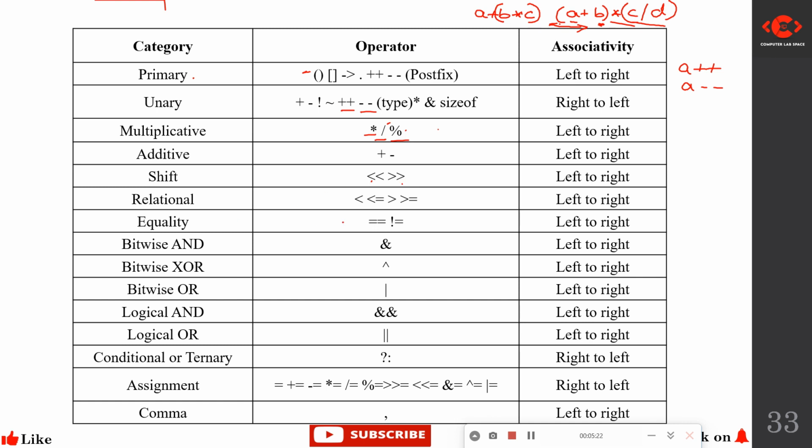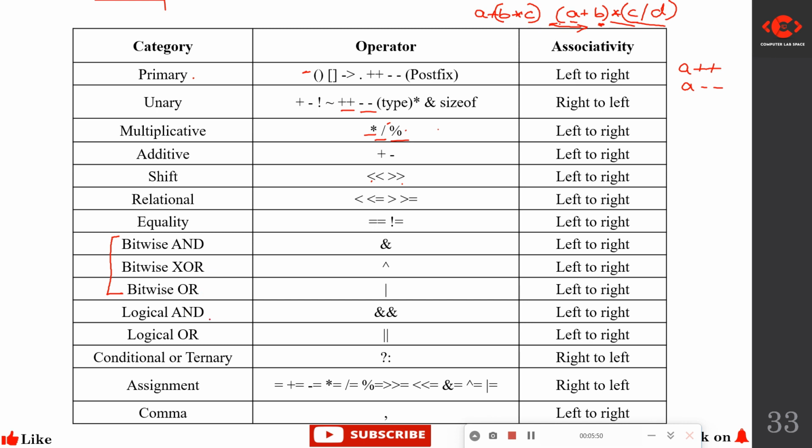Then equality, whether A is equal to B, or whether A is not equal to B. So this is equality checking, and it needs to be solved from left to right only. Then comes bitwise. All these three need to be included in the bitwise only. And if I consider only the bitwise operators, bitwise AND has the first priority, then bitwise XOR, then bitwise OR.